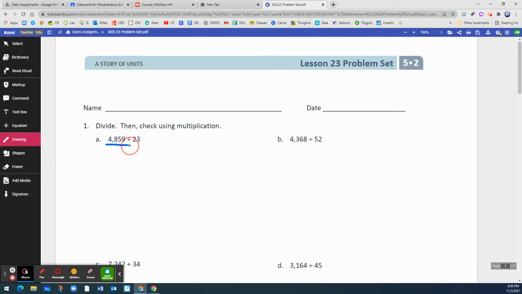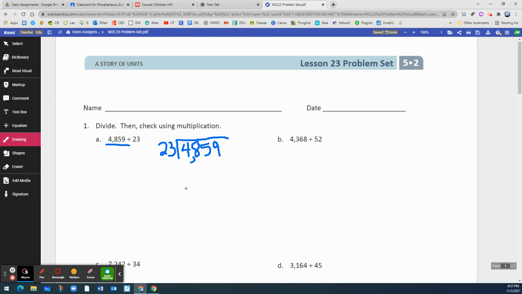So we have 4,859. So that's our number, 4,859. Okay, so now this number is divided. So here's the division symbol, and that's going to be divided by 23, which means that we are going to make groups of 23.